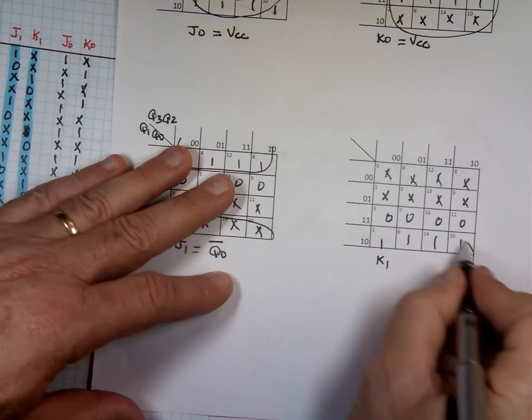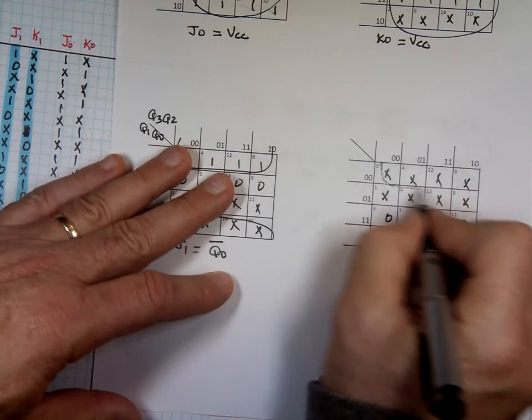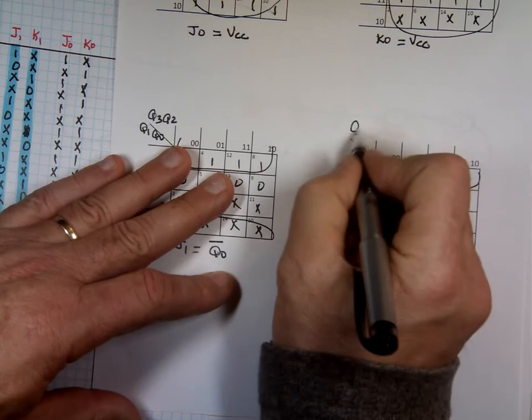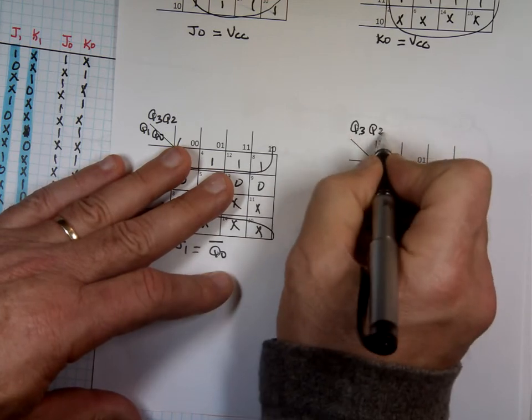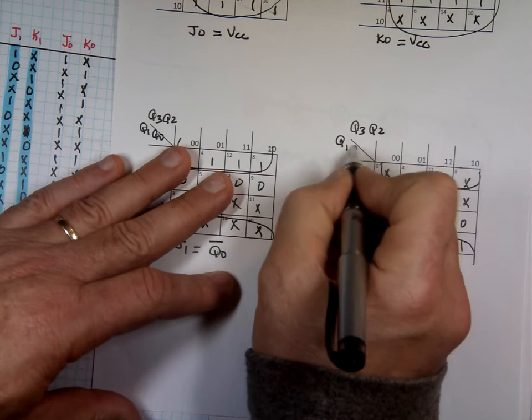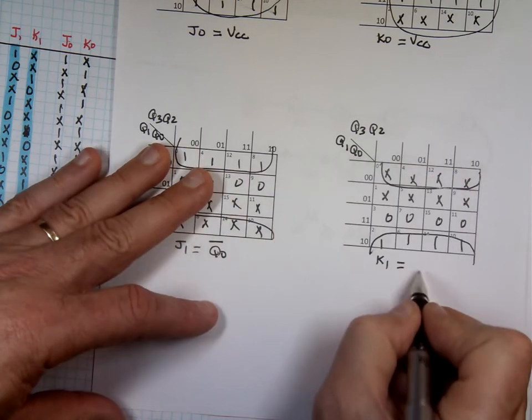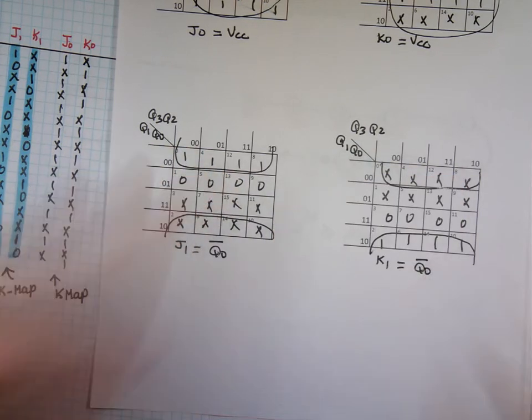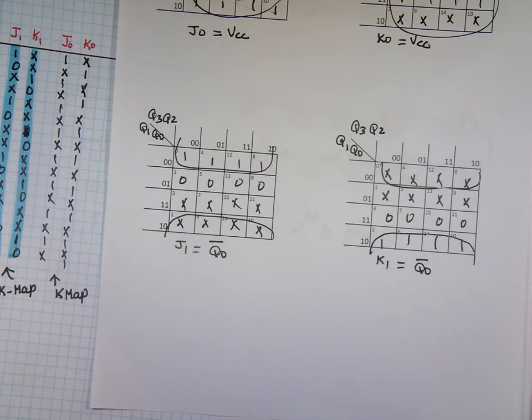So you get to think, like, maybe I planned it that way. So this one is going to be what? Q0 not. Same thing. So we did J0, K0, J1, K1. Simplified that. Done with it.